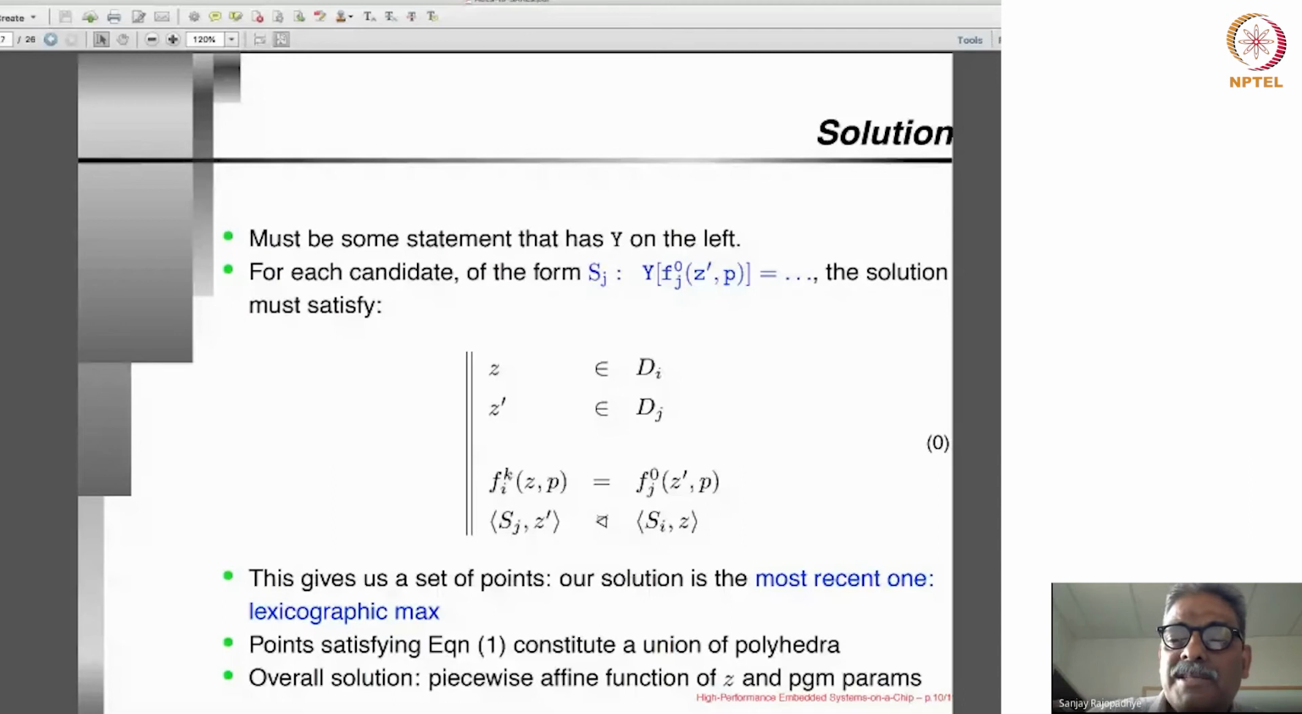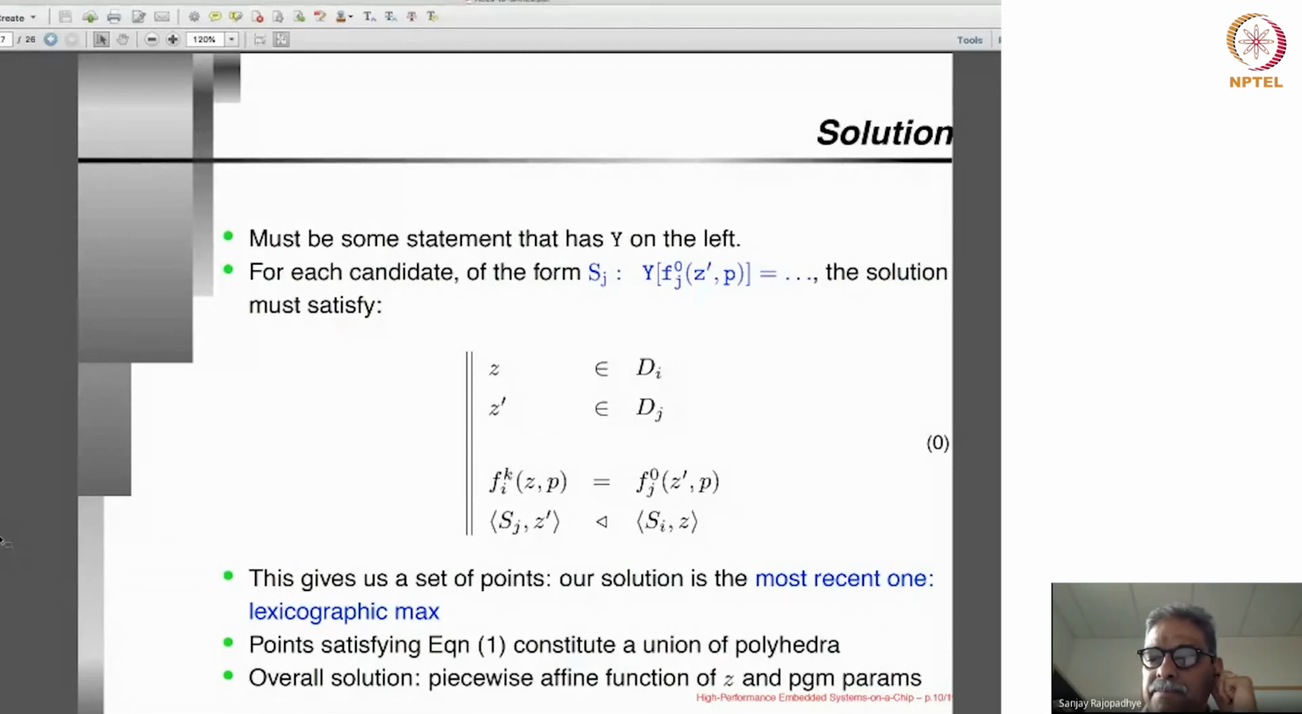So the points that satisfy this set of inequalities that I have shown is a union of polyhedra. The lexicographic max, because it's a union of polyhedra and because of the two main properties that I told you, okay, the overall solution is a piecewise affine function of the parameters. Now remember this, I am treating this where Z is a parameter. As Z changes, my set changes.